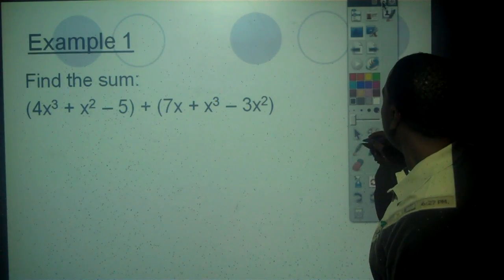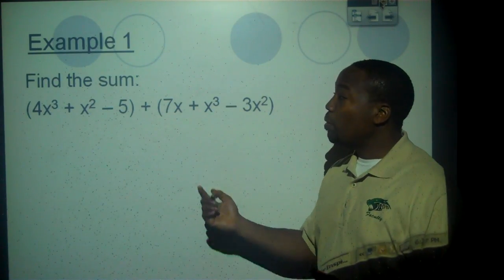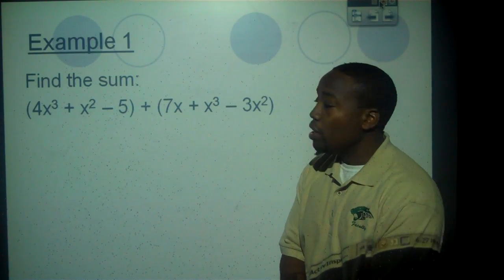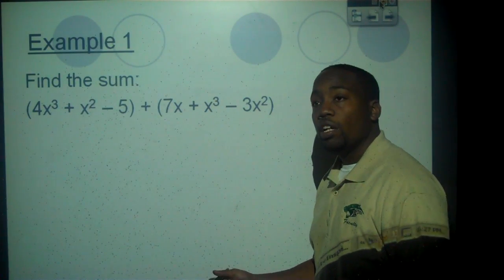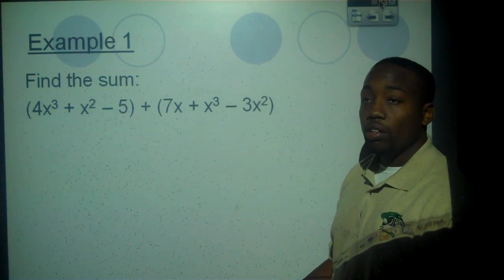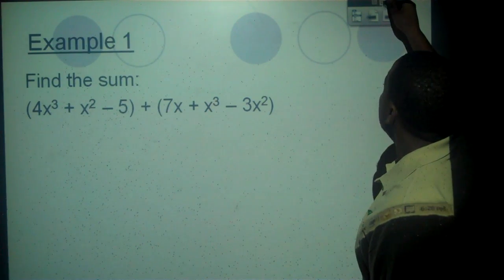First example. What I would advise you to do is write the problem down and see if you can figure it out. Maybe you already know the first step. See if you can figure it out first. I'm going to go ahead and show you how to do it, and then see if you can do it on your own. Okay? First step.